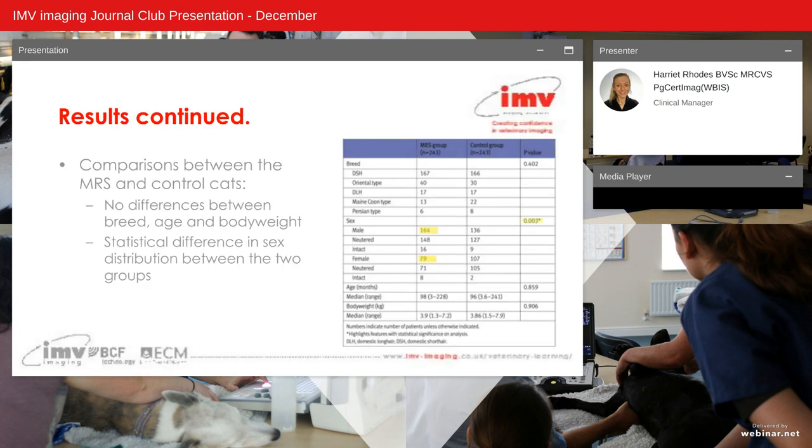So comparisons between the medullary rim sign and control cats revealed there was no difference between breed, age, and body weight. However, a statistically significant difference in the sex distribution between the two groups was identified, as highlighted on the table, which shows a p-value of 0.003.